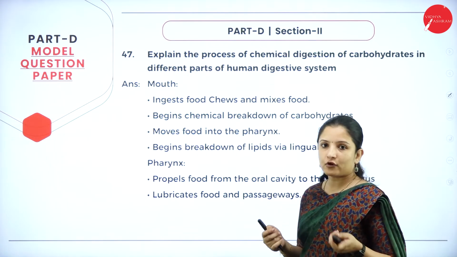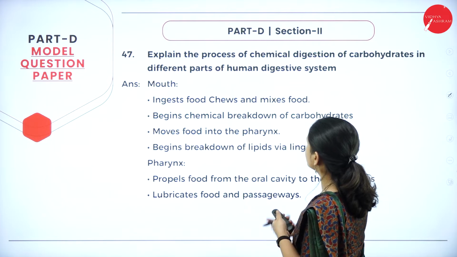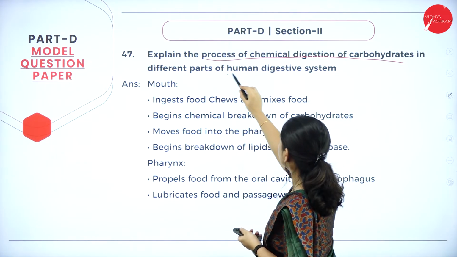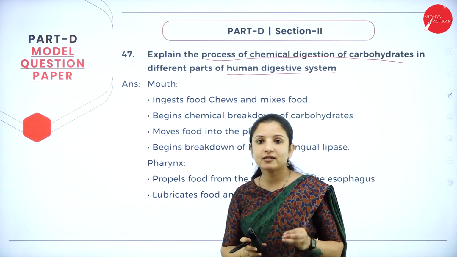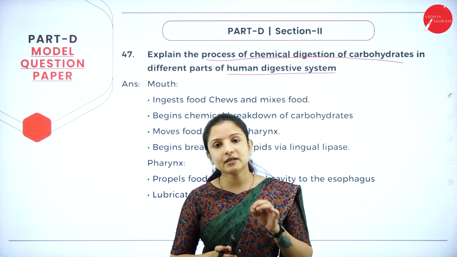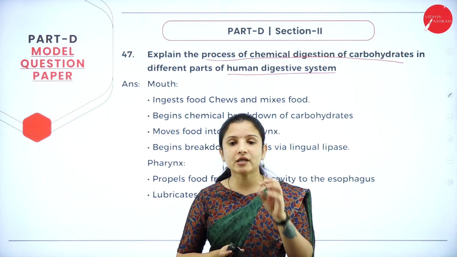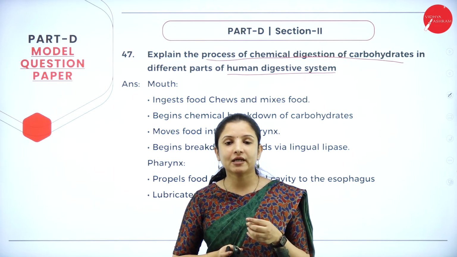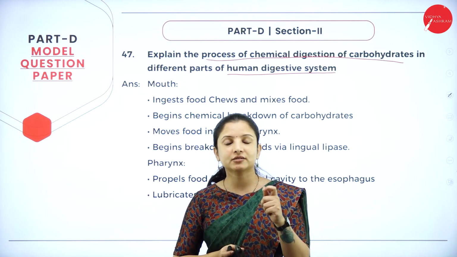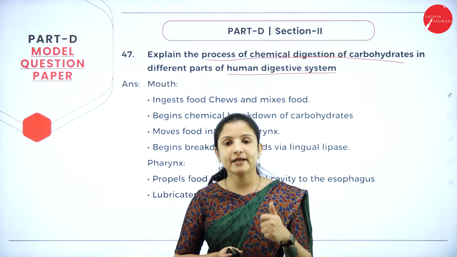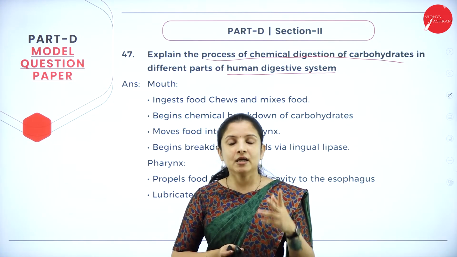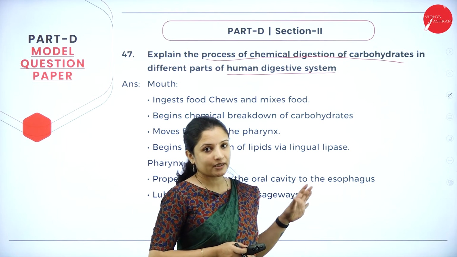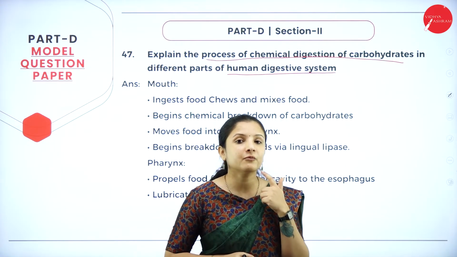Moving on to question number 47. So here they have given, explain the process of chemical digestion of carbohydrate in different parts of the human digestive system. Now here read the question very, very carefully. They didn't ask you to write the general digestion process. What are the different macromolecules that are involved in digestion? It has to get digested from the food, that is carbohydrates, the proteins and the lipids, right? In this question, particularly they have asked only about carbohydrate digestion. So carbohydrate digestion, from where will it start?